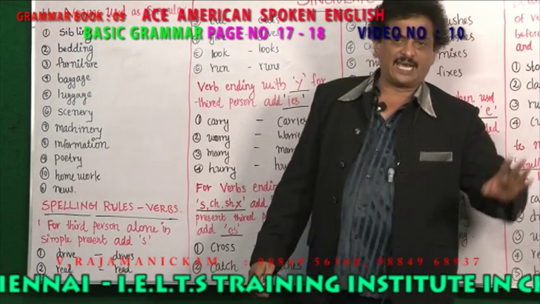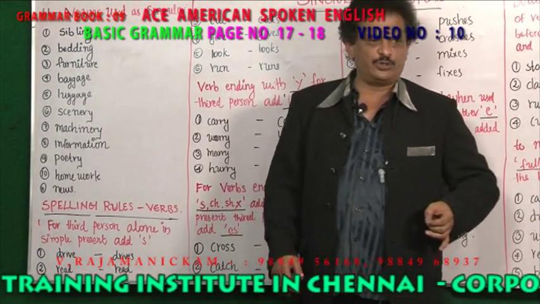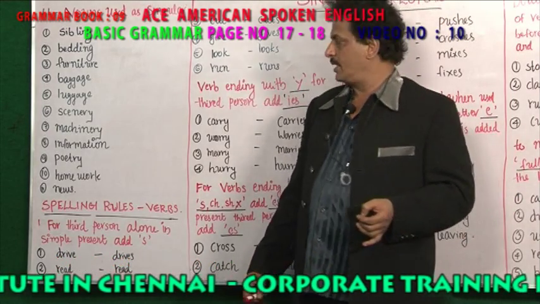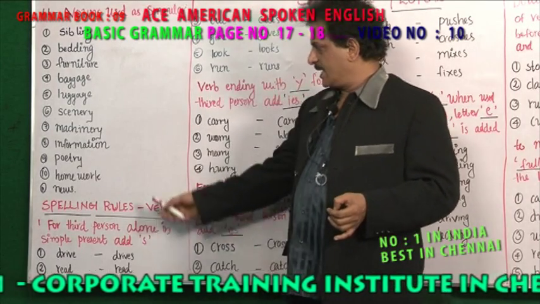Informations. You don't say, I got three informations. No. Information. Poetries. You don't say poetries. It's poetry. It's both singular and plural, but it is given in singular form. Homework. You don't say homeworks.